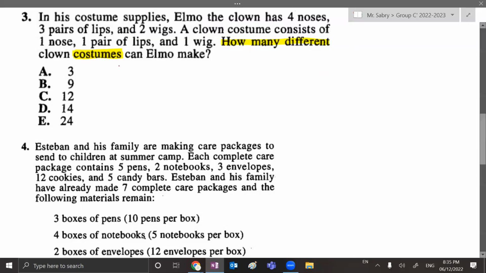So how do we do so? We leave 3 spaces because the costume consists of 3 elements. Nose, lip, and wig. So 3 spaces. In the nose section, we put the number of choices available. So how many choices of a nose are available? There are 4 noses, so we put 4 here. And then in the place for the lips, we put how many pairs of lips are available. How many pairs of lips are available? There are 3. And then in the place of the wigs, we put the number of wigs available, which are 2.